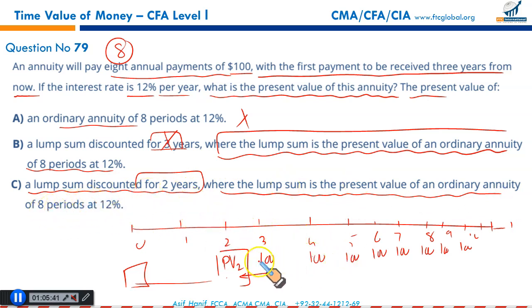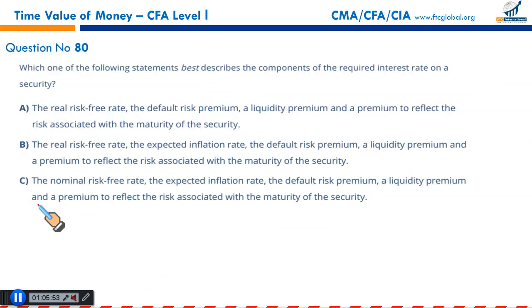Perfectly correct option. 8 payments starting at the end of year 3 onwards. When we discount, it will discount to the end of year 2, and then we need to discount for 2 years, giving C as the correct option, and C it is. Next.